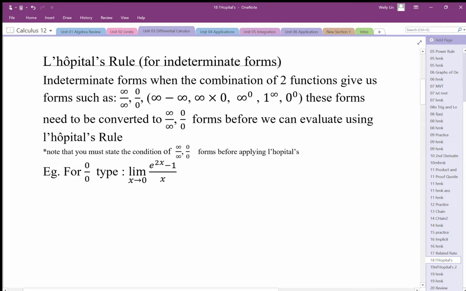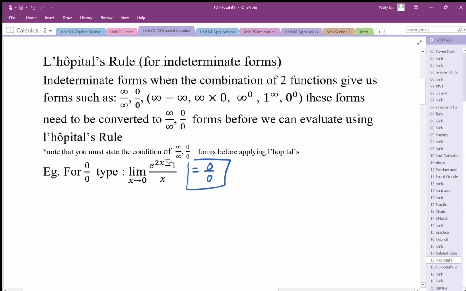Here's 0 over 0. As I let x go to 0, I end up with e to the 0, which is 1, minus 1. So that's 0 on top, 0 on bottom. First of all, we need to confirm that we have this indeterminate form 0 over 0. This is important. This is a condition we need to check before applying L'Hopital's. Now, L'Hopital's is fairly easy. The way it works is this. We're going to use a derivative, but we're not using the quotient rule. We're just going to find the derivative of the numerator function and compare it to the derivative of the denominator function. What L'Hopital's rule says is that the ratio of these two functions, as it approaches the limit, is equivalent to the ratio of their derivatives.